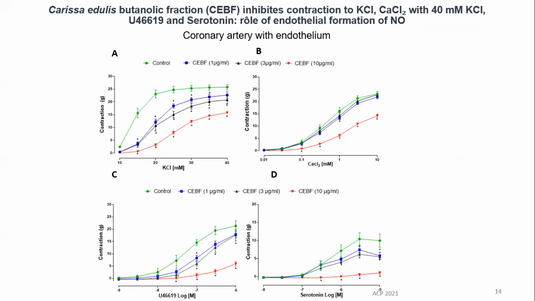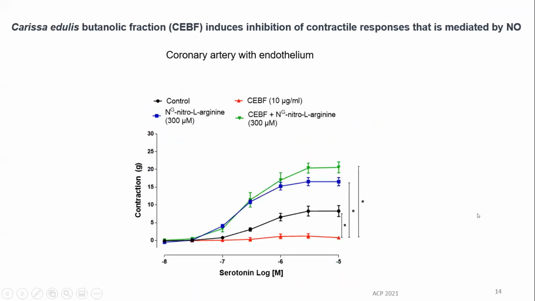Next, we try to see how Carissa edulis butanolic fraction can inhibit contractile response to KCl, calcium, U46619, and serotonin. And as we can see, in a concentration dose-dependent manner, Carissa edulis butanolic fraction can inhibit contraction to KCl, calcium, U46619, and serotonin. And this inhibition is mediated by the endothelial NO.